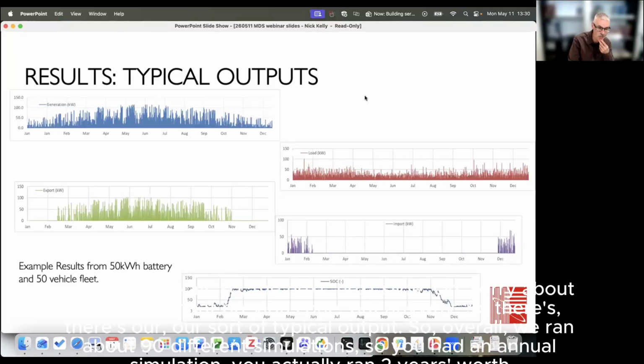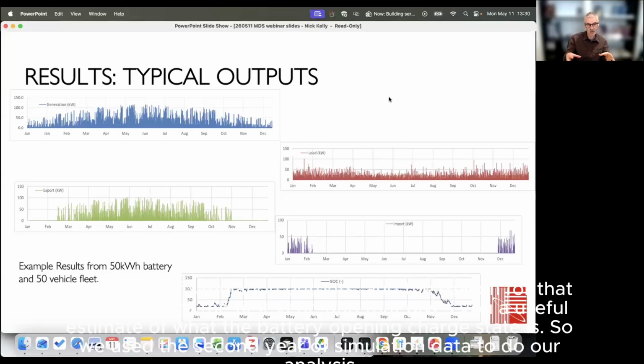So sorry about the typo in that previous one, but anyway, so there's our sort of typical output. So overall, we ran about 90 different simulations. So you had an annual simulation. You actually ran 2 years worth of simulation outputs, and the reason for that is you discard the first year, and that gives you a useful estimate of what the battery opening charge state is. So we used the second year of simulation data to do our analysis.